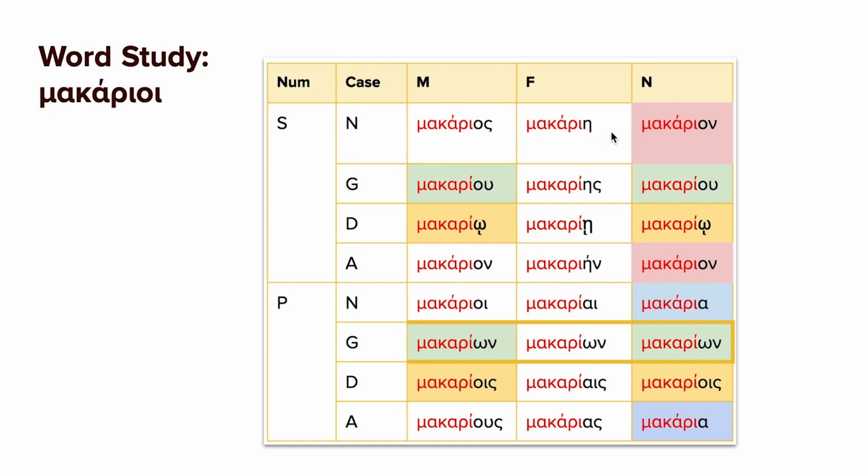Makarios, makarie, makarion, makariu, makaries, makariu, makario, makarie, makario, makarion, makarien, makarion, makarioi, makarii, makarion, Makariais, Makariois, Makarius, Makarias, Makaria. And I noticed there's an error here. This actually should be Makarien, Makarien. So the accent should be on the alpha. This shouldn't move.